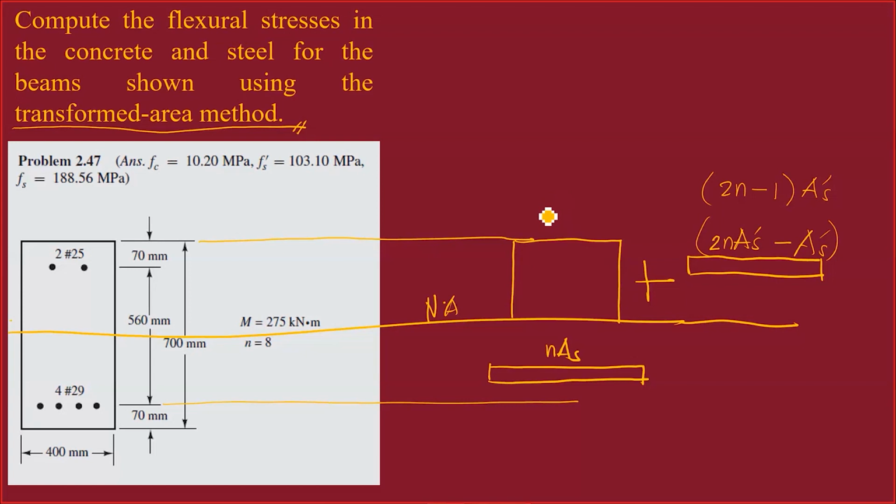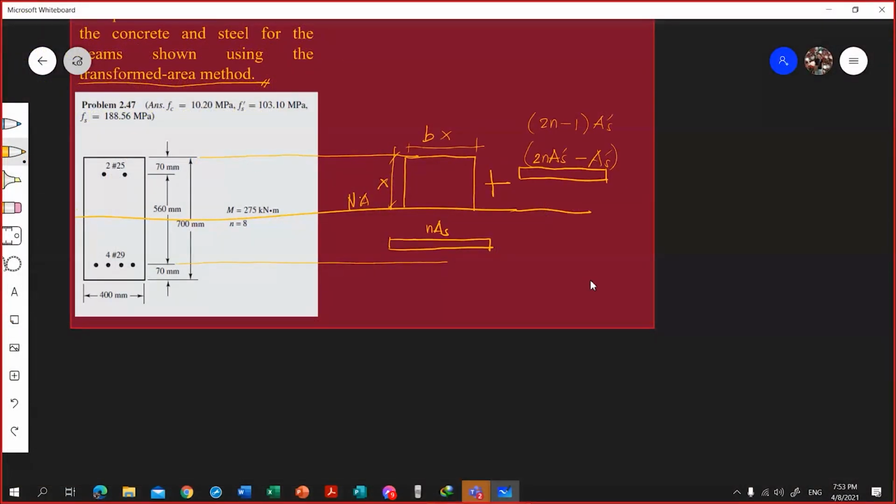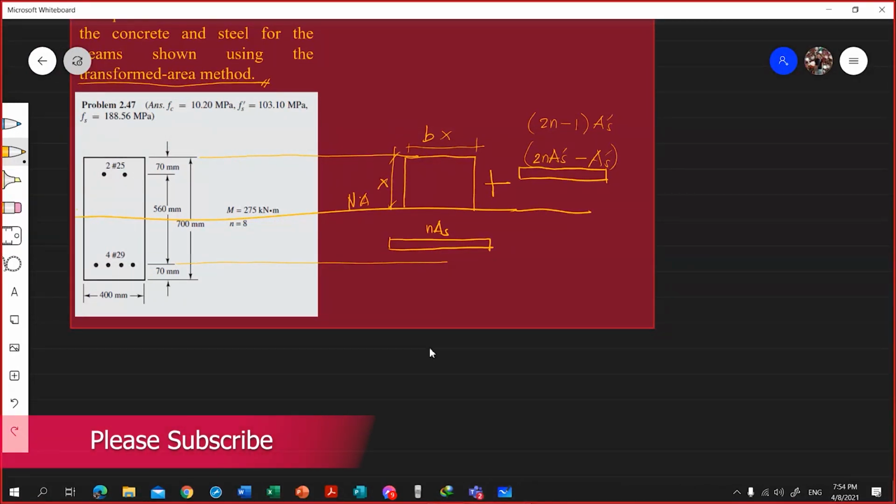Then here, this is b times x because this distance is x, right? And this one, this is b. b times x is its area. Up here its area is 2n minus 1 As prime. Below, its area is n times As. That is our working figure. Okay? So, we will then solve for the distance x. We will solve for the value of x and locate the neutral axis.